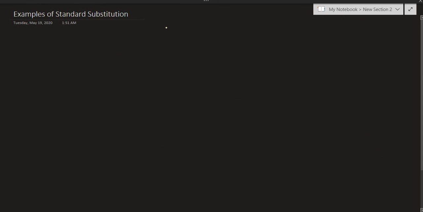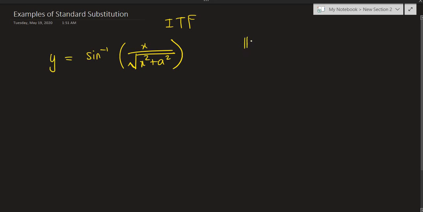Okay, as I said, standard substitutions have more to do with inverse trigonometric functions. So if you have y equals the inverse sine of x over square root of x squared plus a squared. Well, forget the numerator for now. Look at the denominator. You have an x squared plus a squared term. Well, what does that remind us of? Standard substitution number 2, right? And what should we use?